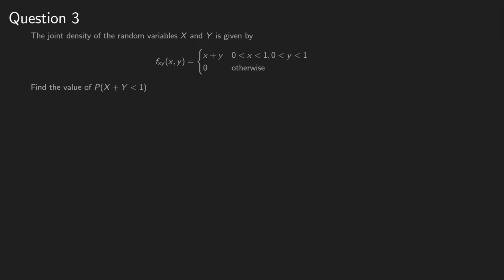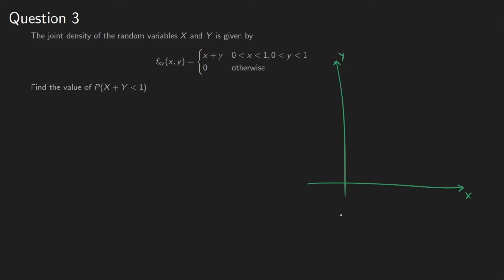Coming to the third question, we have been given that the joint density of the random variables x and y is given as f_XY(x, y) equal to x plus y when x is in the range 0 to 1 and y is in the range 0 to 1, and it's 0 otherwise. We have to find the probability that x plus y will be less than 1. So let's first try to understand the situation graphically.